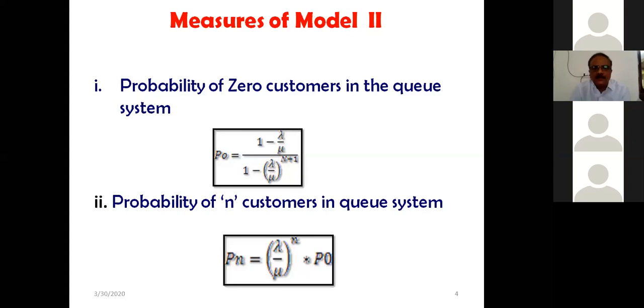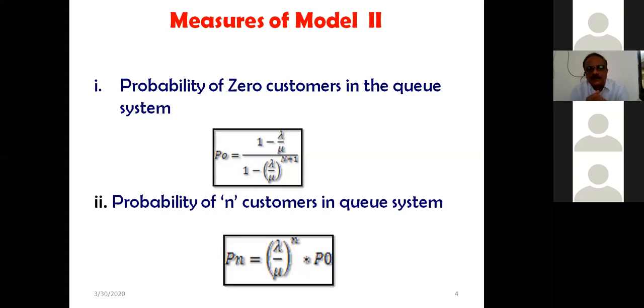Everybody knows that lambda represents the arrival pattern of the customers. Mu is the service rate. Then capital N indicates the capacity of the system. In the case of this doctor-patient clinic, the capacity is, for example, 50. So capital N is 50. Now the first check is the probability of 0 customers in the queue system. The first check says: what is the probability that there are 0 customers in the queue system.